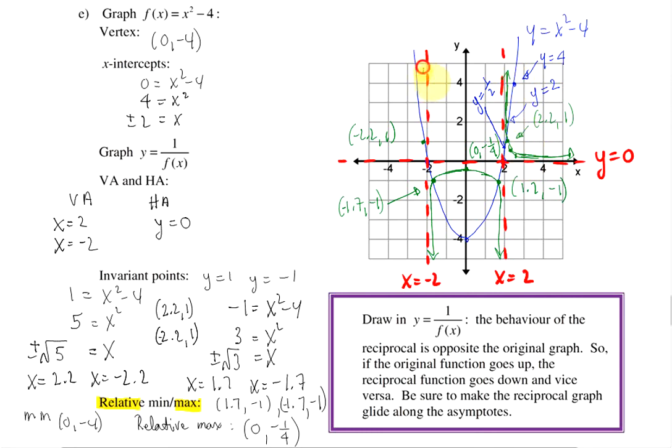And you'll find that the behavior of the graph over on the left is exactly the same. You will go along the vertical asymptote, go through your invariant point, go along your horizontal asymptote, and you will have an arm that looks very similar to the one on the right, except it's a reflection. Okay, so the green graph then is our reciprocal function, y equals 1 over x squared minus 4. Okay, and we will discuss the chart in the next video.